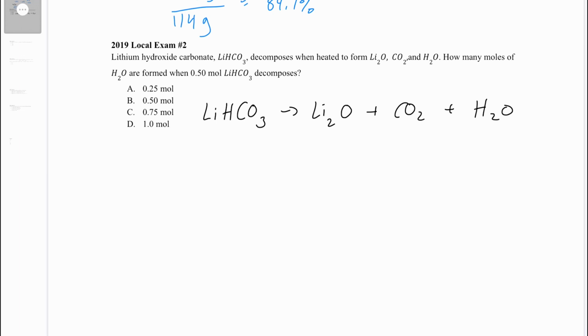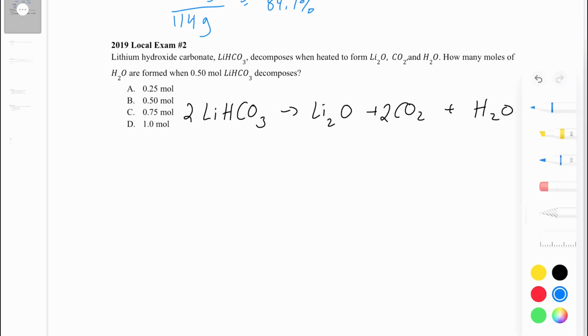If you notice though, this equation is not currently balanced. In order to balance it, let's first balance out the lithiums. So let's add a 2 on this side. A lot of things are balanced, but the only thing that isn't balanced so far is the carbon on this side. So let's just balance that out and everything looks good. Okay, so what are we asked? We're asked how many moles of water are formed when 0.5 moles of lithium hydroxide carbonate decomposes.